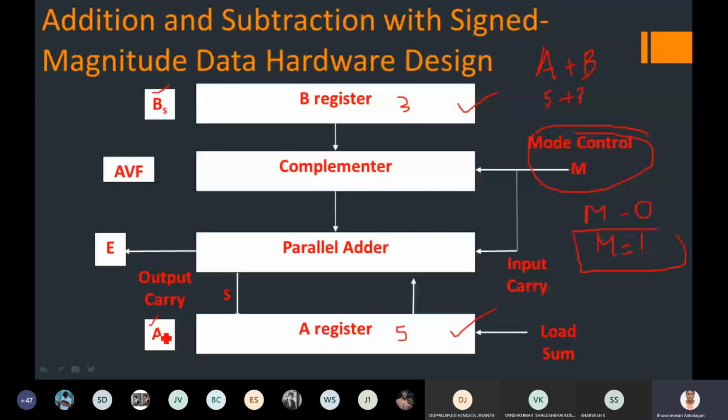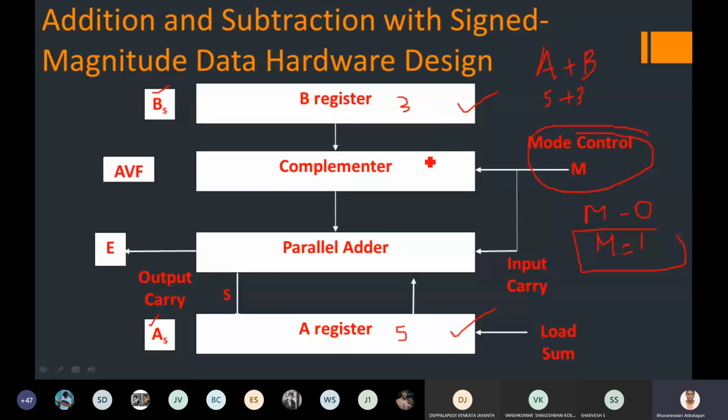AS is the sign bit of A and BS is the sign bit of B. Then E is going to be the output carry if there is an overflow when you are adding any two numbers. And what is this AVF actually? AVF is the add overflow flip-flop. It will be triggered when there is an overflow condition during the addition operation.